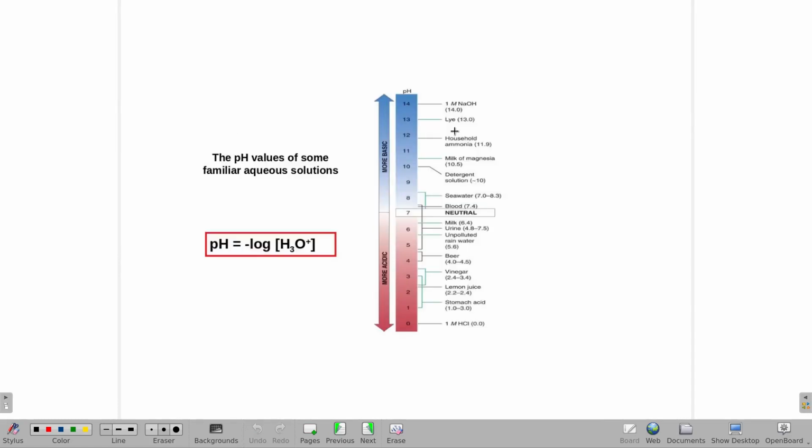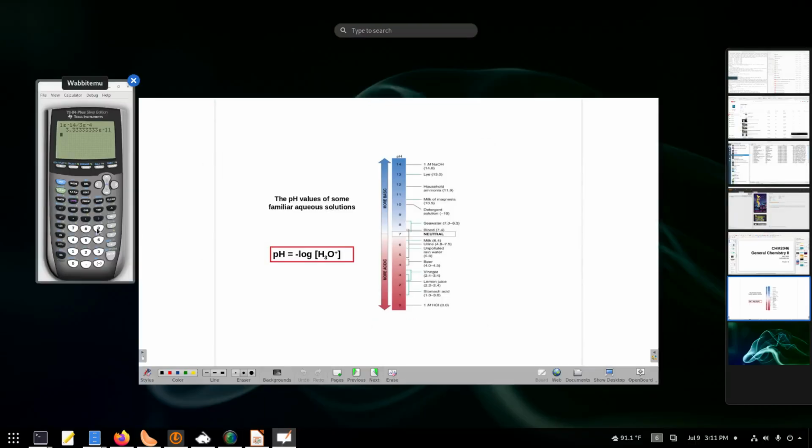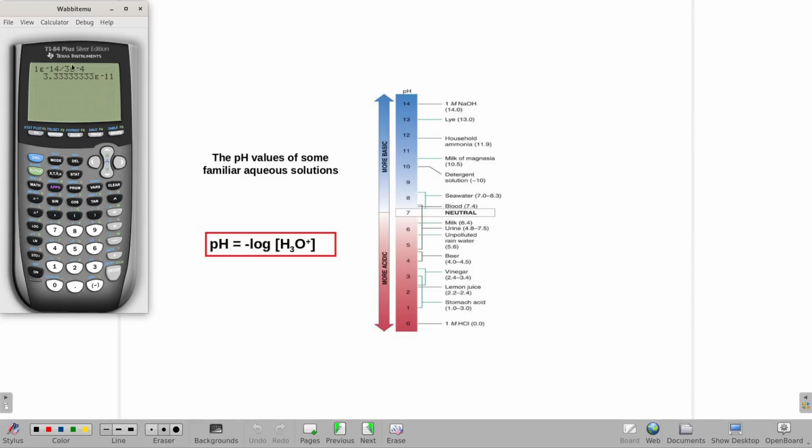Alright, the pH scale is used to get rid of those exponents. All we do to get the pH is take that number we just got, 3 times 10 to the negative 4th. If I wanted to get the pH of it, I just take the log of that and then flip the sign that it comes out with. So the pH of that 3 times 10 to the negative 4th H3O concentration is 3.52.